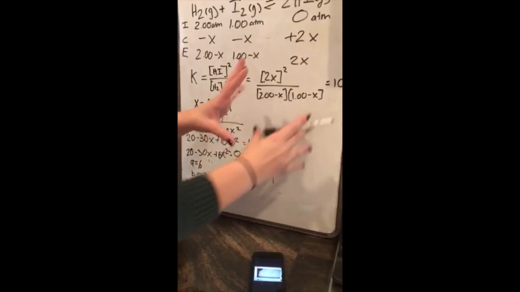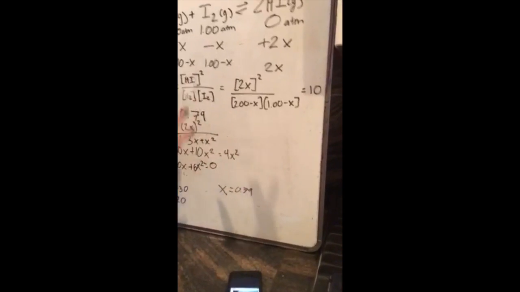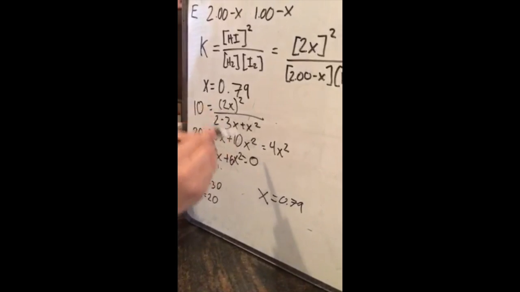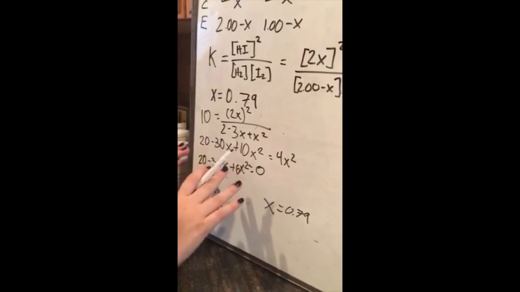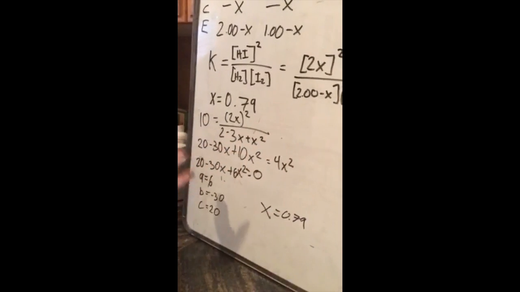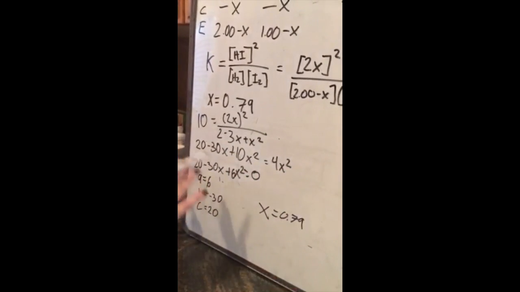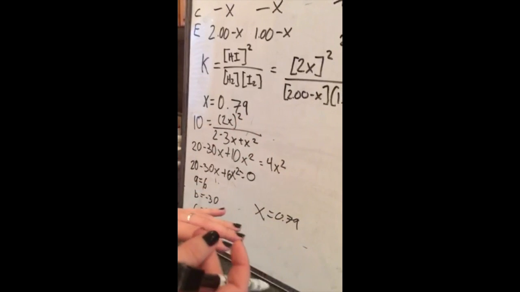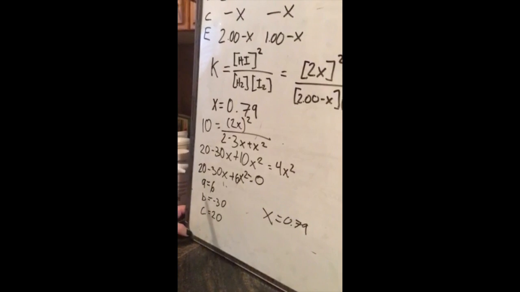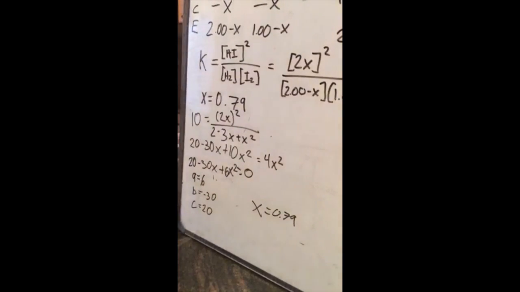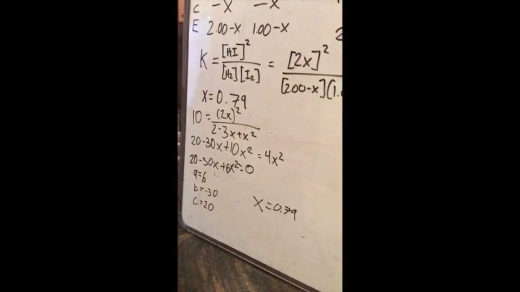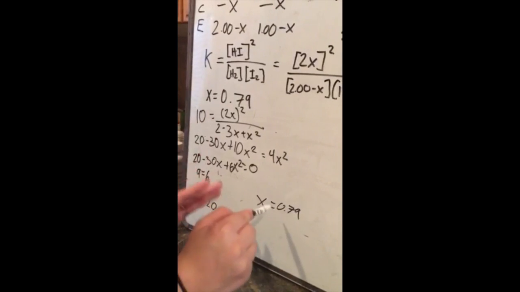So we set this equation up that we did earlier. We moved it to here and we rearranged it to get x by itself. So first we multiplied the denominator times 10, and we got 20 minus 30x plus 10x squared equals 4x squared. And then we got it all on one side to make the equation equal to 0. So we got 20 minus 30x plus 6x squared. And so our A is 6, our B is negative 30, and our C is 20. And we use the quadratic formula and we end up with 2 answers. One of them will be negative and one of them is positive, and the x is our positive number, 0.79.